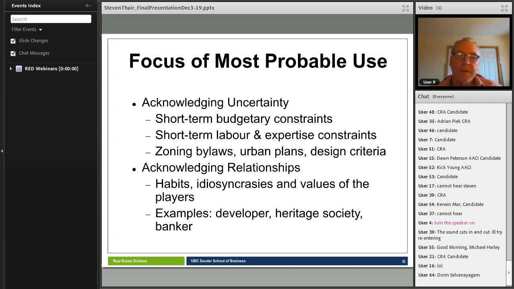And likewise, there could be short-term shortages of labor or expertise. And then there's the general uncertainty that results in urban plans. If you've got areas of your town that are zoned, where the developer submits a plan and the rules aren't cast in stone and the ground is forever shifting, there's that kind of situation.